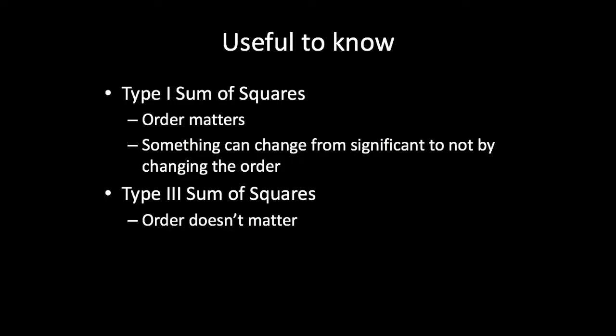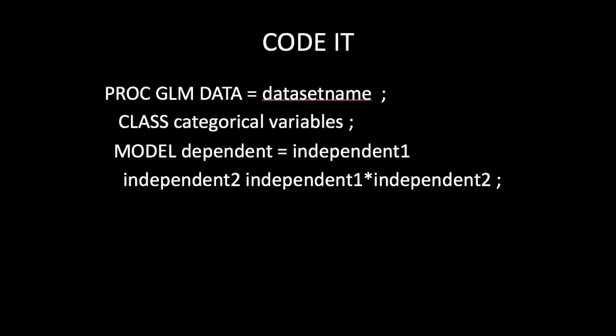Now, if you wanted to code it, it's quite simple. Proc GLM, data equals the dataset name, class, the categorical variables that you have, model, the dependent equals independent 1, independent 2, and if you want an interaction effect, independent 1 times independent 2.